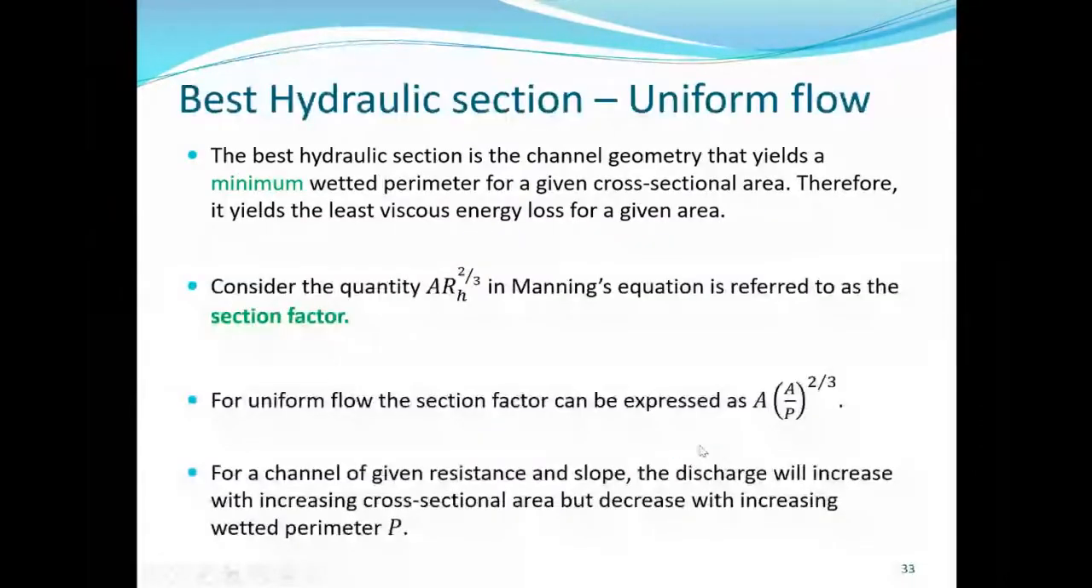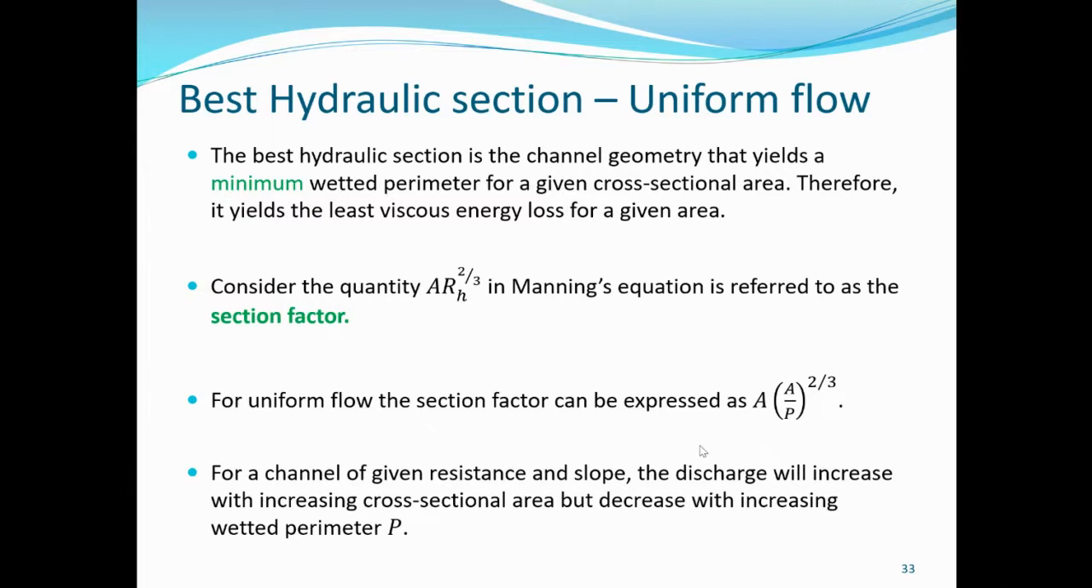Now, best hydraulic section for uniform flow. Best hydraulic section is the channel geometry that yields a minimum wetted perimeter for a given cross-sectional area. Therefore, it yields the least viscous energy loss for a given area. So when you have the minimum wetted perimeter, it means you will have less viscous or friction effect. So it gives least viscous energy loss for a given area. So that we call the best hydraulic section.